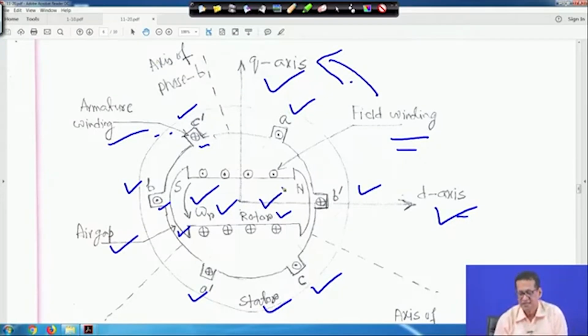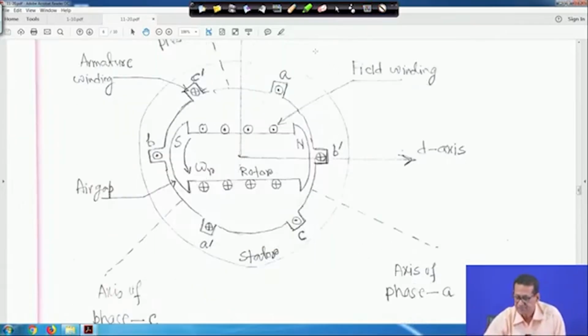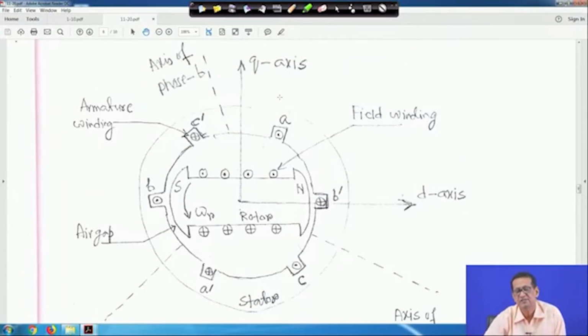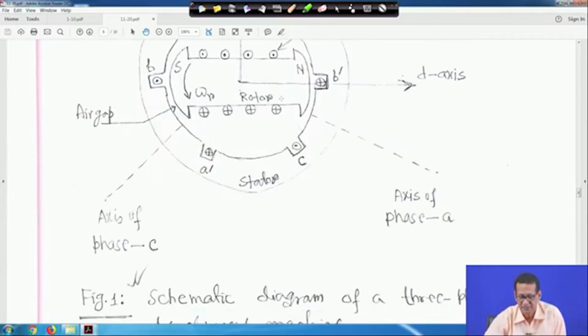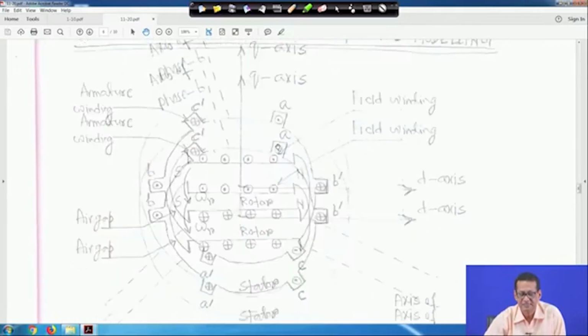This is a schematic, and these are your different axes: the axis of phase A, phase B, and phase C, right. This is the axis of phase B. Similarly, the axis of phase A and the axis of phase C. So, all these, ABC, you know are 120 degrees apart, mechanical 120 degrees apart, right. So, this is a schematic diagram of a 3-phase synchronous machine.